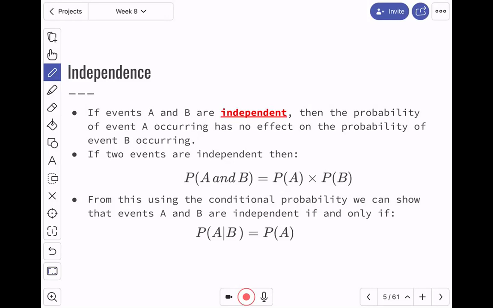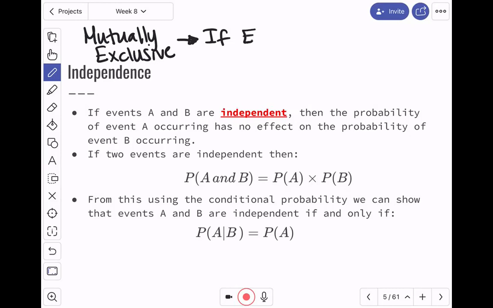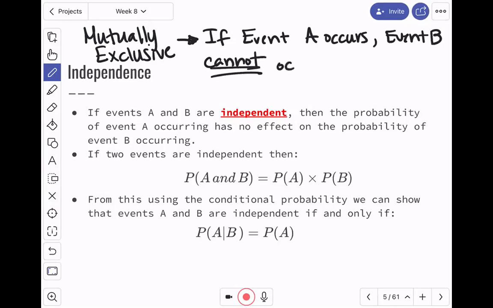What does mutually exclusive mean again? Anybody? You mean can't have one without the other? Close. Keep going. That's more collectively exhaustive. Mutually exclusive, what does that mean? They both occur? Not quite. Mutually exclusive: if event A occurs, event B cannot occur.